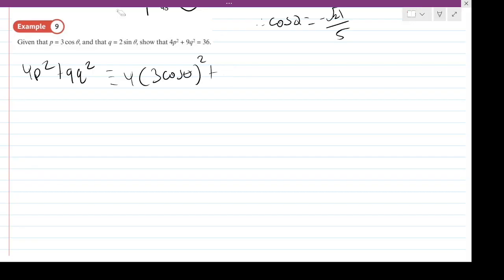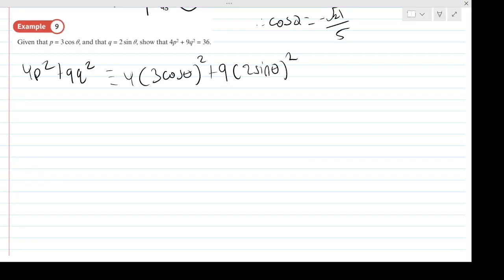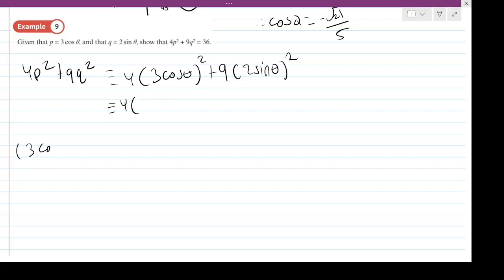And then 9q squared would be 9 lots of 2 sine theta, all squared. And then we can expand the bracket, right? Well, that's going to be 4. And then if we do 3 cos theta squared, remember, it's times by itself, right? So that's the same as 3 cos theta lots of 3 cos theta. And then hopefully you can spot, well, 3 times 3 is 9, and cos theta times cos theta is cos squared theta.